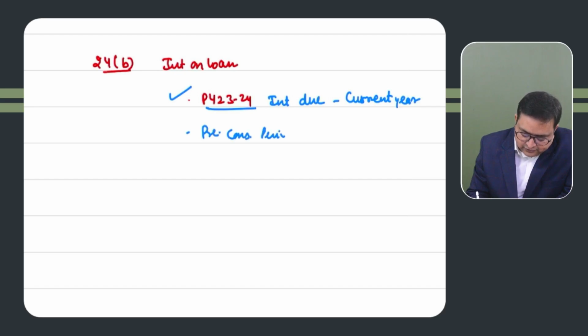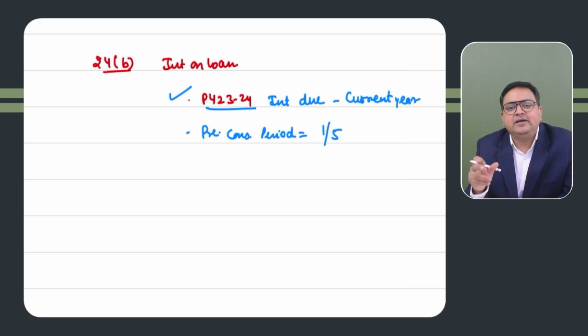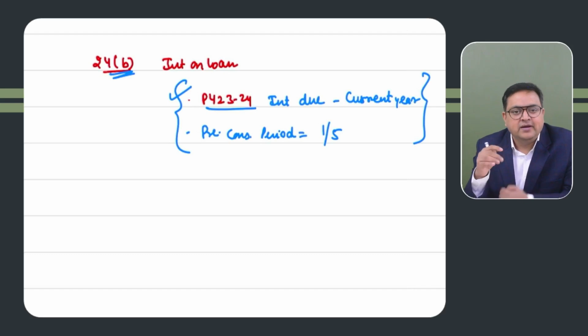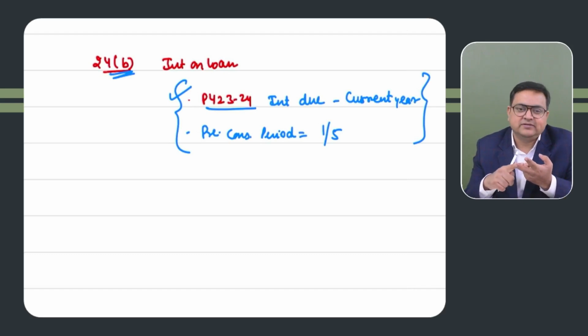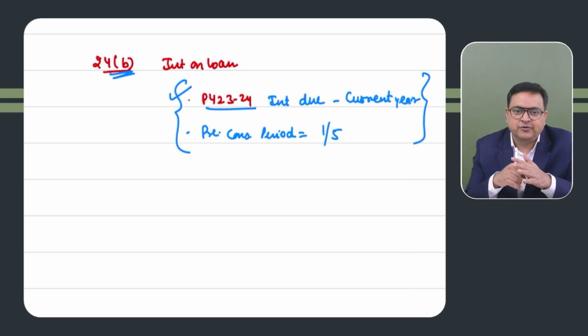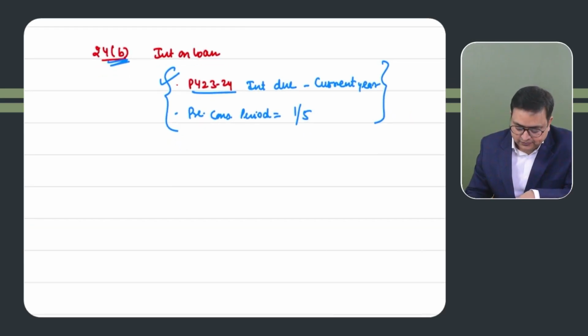second would be the pre-construction period interest also, and it should be taken as 1/5, because you know that pre-construction period interest is allowed in 5 equal installments. In the year the house is constructed plus the next 4 years, that's a total of 5 years, you will get this particular interest. So this total is called 24B: current year interest plus 1/5 of pre-construction period interest, in case your year is in the first 5 years from the date of construction. Got it? Now, how is pre-construction period computed?